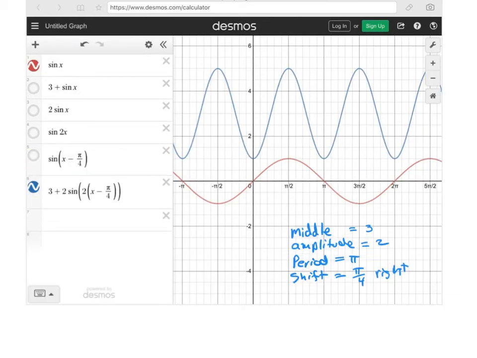Okay, so let's take a look and see what it looks like all together. When we graph everything at once, we start with the middle. Now the middle of my graph is going to be 3. So I'm going to draw that in right there. The amplitude is going to be 2, so I go up 2 units and down 2 units. The period is going to be pi. So if I start here and follow the graph, it'll repeat after pi units. So from there to there is pi.